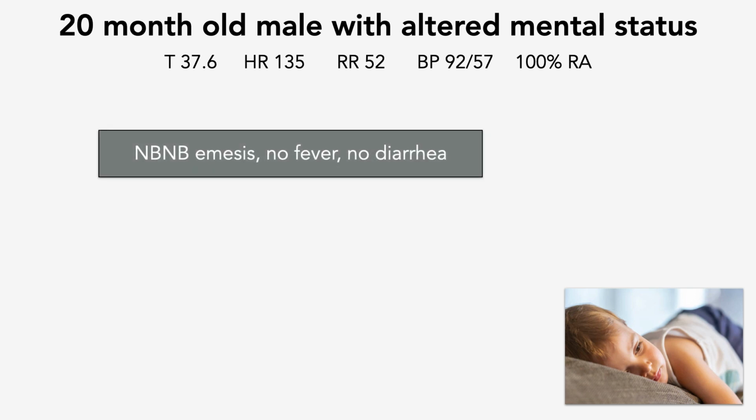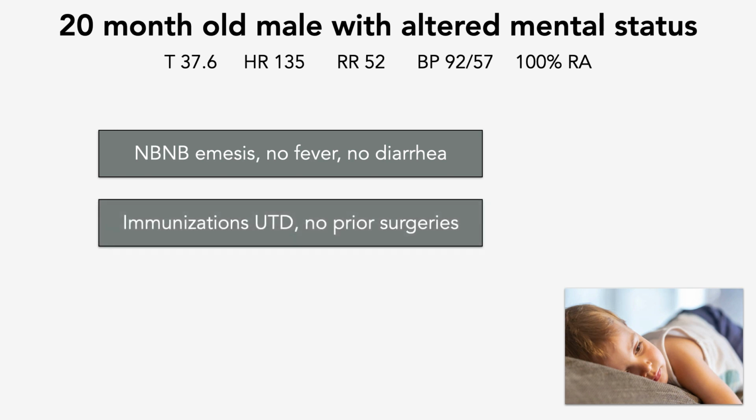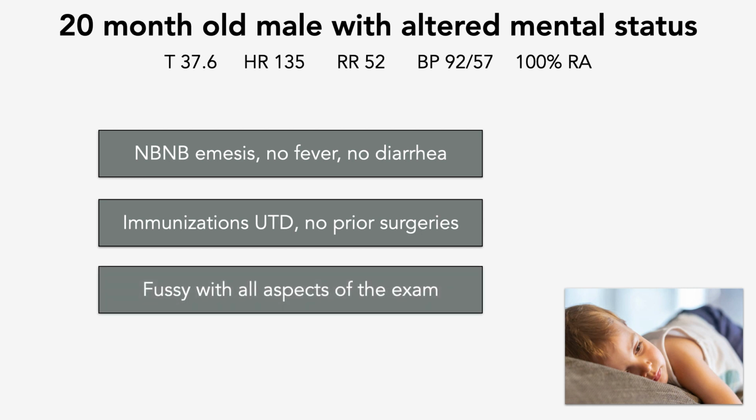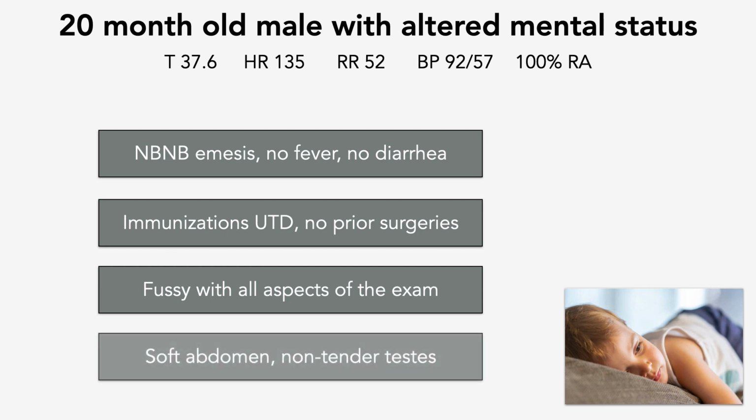On further questioning, you learn that Hayden's emesis has been non-bloody and non-bilious. He's not had any fever and he's not had any diarrhea. His immunizations are up to date and he's never had a surgery. He's generally fussy with all aspects of the exam, but you noticed a soft abdomen and non-tender testes bilaterally.